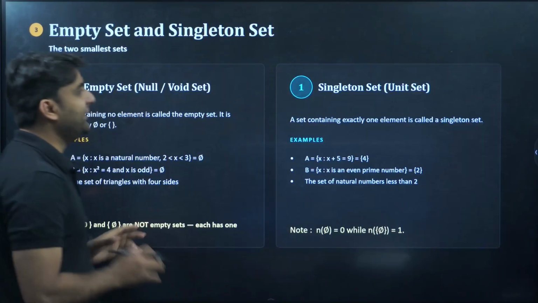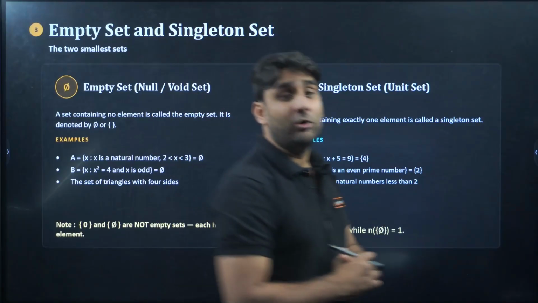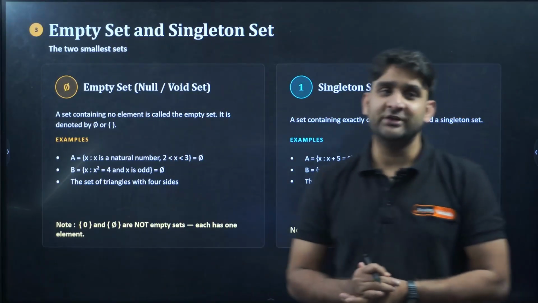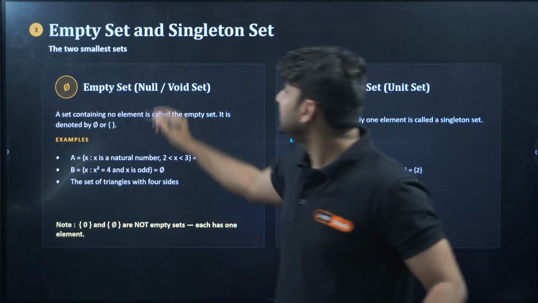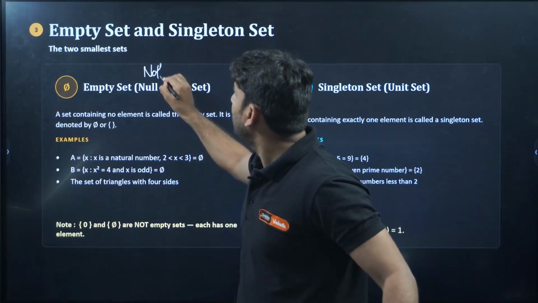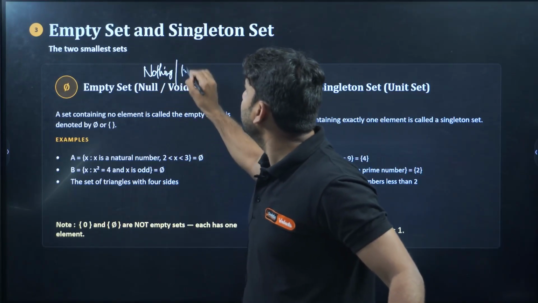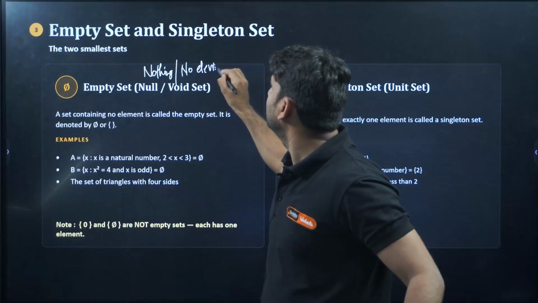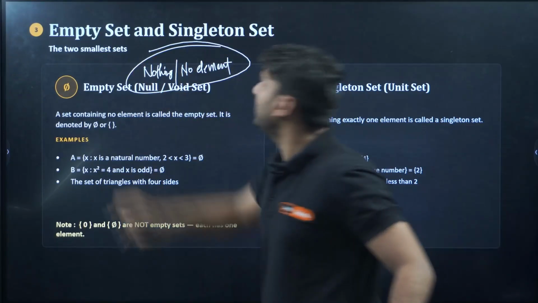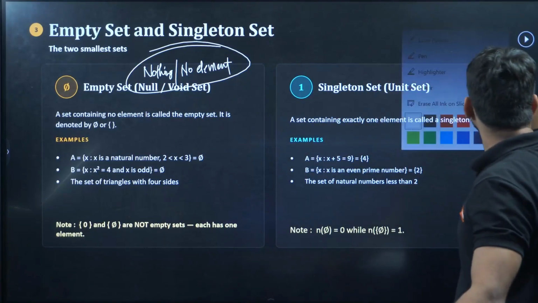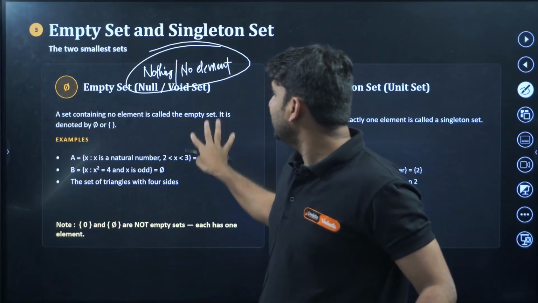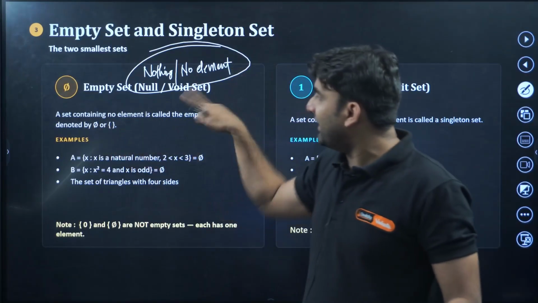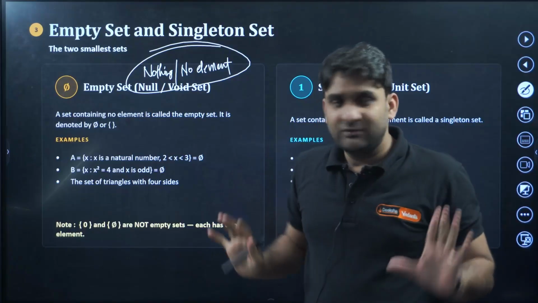Okay, moving ahead. Let's talk about the empty set and singleton set. A few questions. The empty set is also called the null set. Null means nothing. No element. When there is no element, this is called the null set. Look at the question. A set containing no element is called the empty set. It is denoted by phi or empty curly brackets.